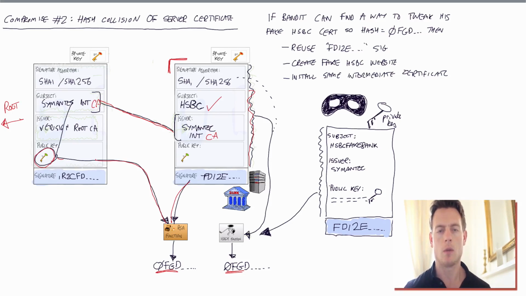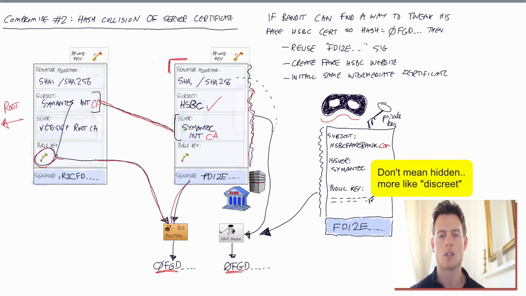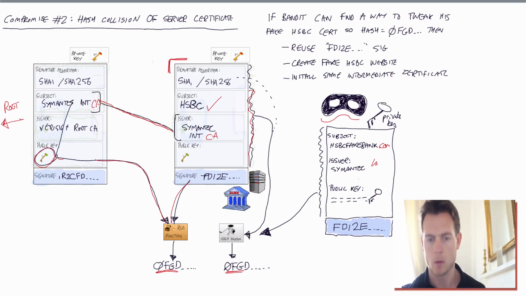Anyway, key question: if this bandit over here can find a way to generate his own certificate for hsbcfakebank.com or whatever, and if he can play around with the contents of the certificate using some strange hidden characters, etc., and if he has enough computer power to try lots of different combinations, if he can tweak it so that when he hashes this certificate using a SHA-1 or SHA-256 algorithm, depending on what it's using, let's say this one is using a SHA-1 hash, right?